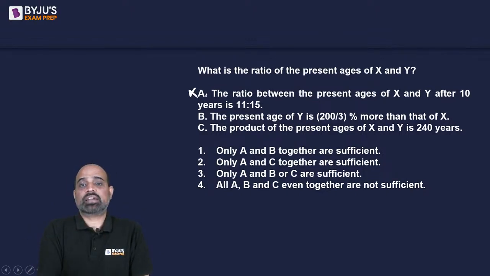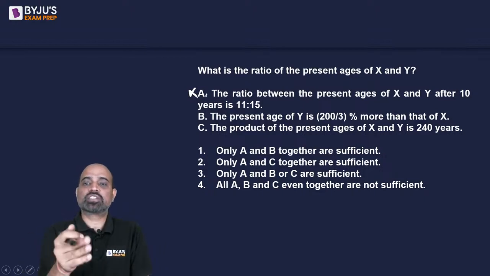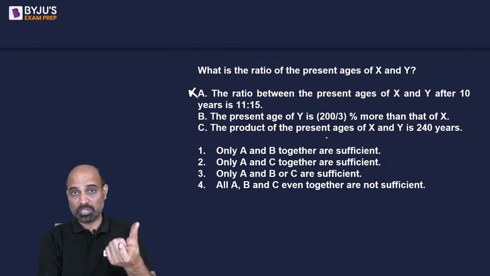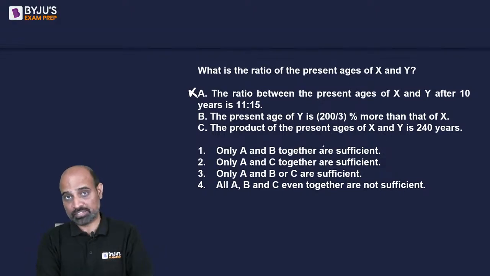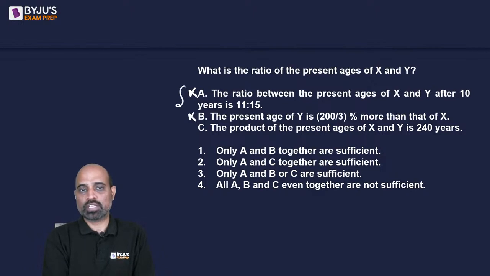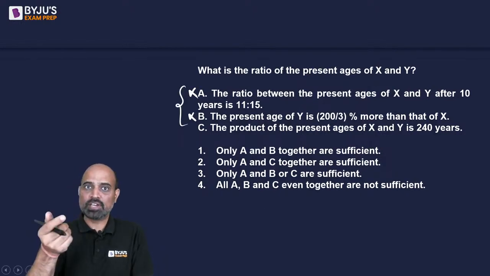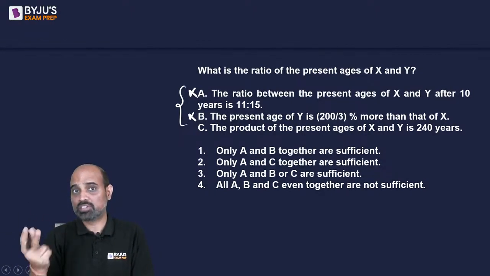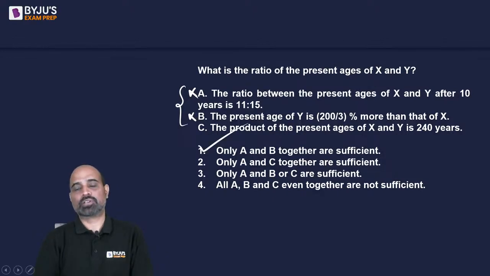Next, the present age of Y is this much percentage more than that of X. So if I look at statement B, B will again give me a relation between X and Y, but not exactly the values. So B alone won't work either. But if I look at the options, it says A and B together. So let's club them. In the first one, I have an equation in X and Y. From the second also, I have a relation between X and Y. 2 variables, 2 equations, the answer will come. Mark 1 and move ahead.